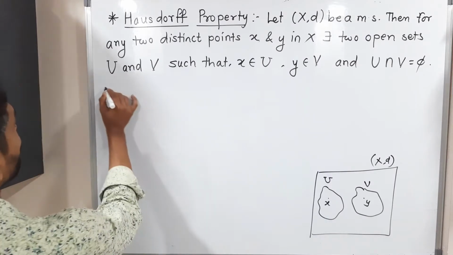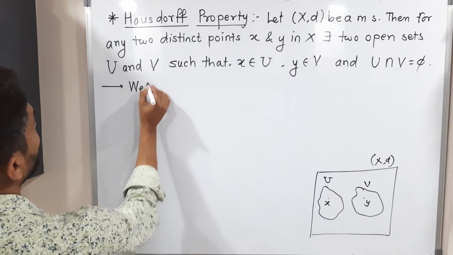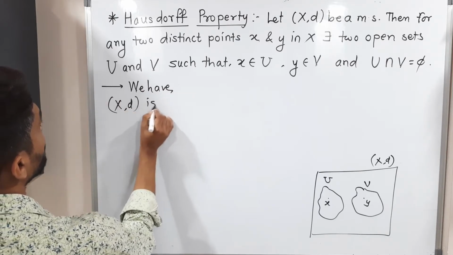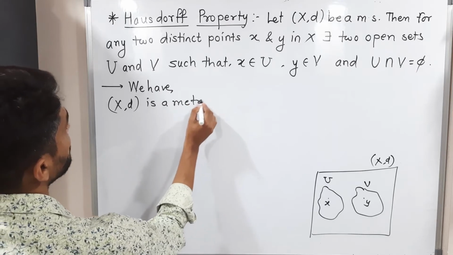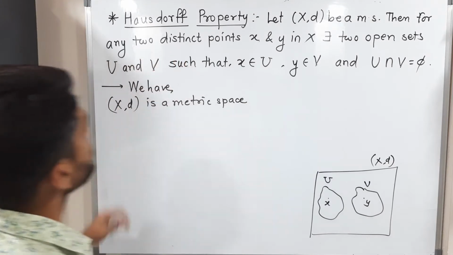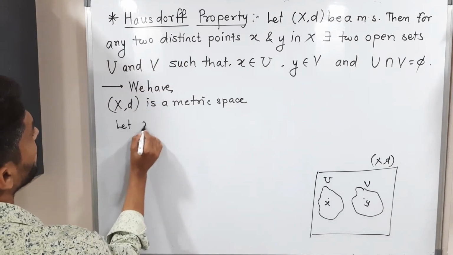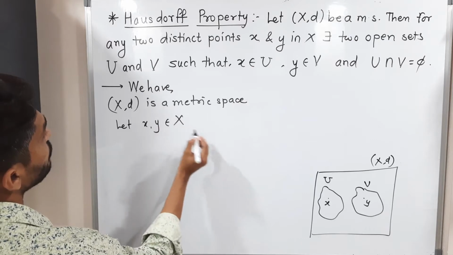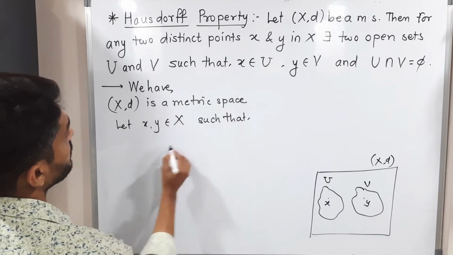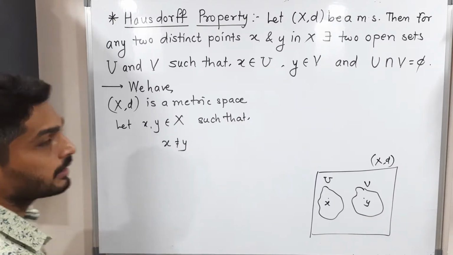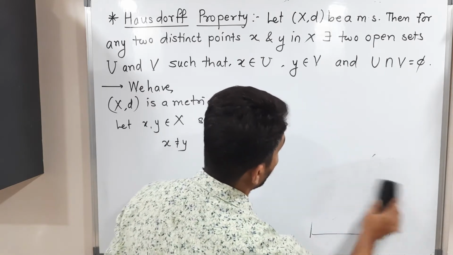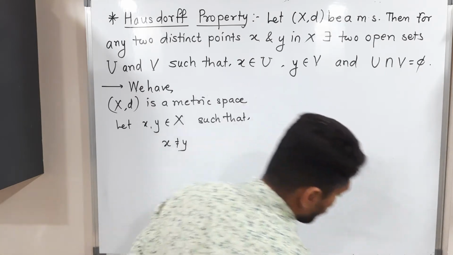So what we have, I will write: (X, d) is a metric space. Second thing we have, for any two distinct points, let X and Y be any two points of X such that these two points are distinct. That means both of them are different. Now I will draw a new diagram according to our proof.